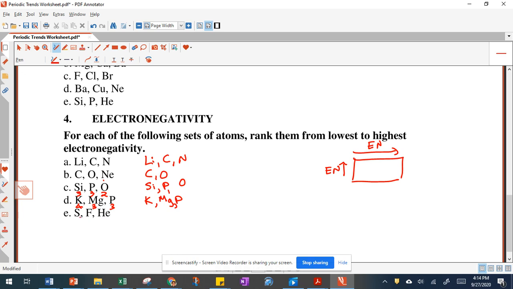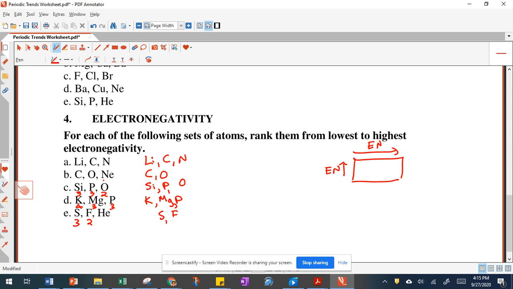Look at the last one, sulfur, fluorine, and helium. Helium, again, is a noble gas. It will not have electronegativity values listed. So then we just have to compare sulfur and fluorine. Fluorine has 2 energy levels. Sulfur has 3. Fluorine will have the greater electronegativity. Sulfur will have the lower electronegativity.